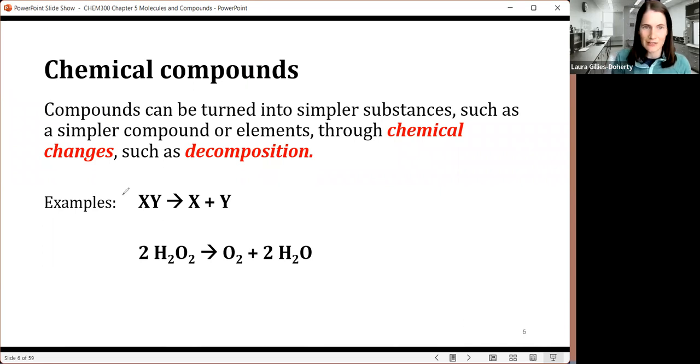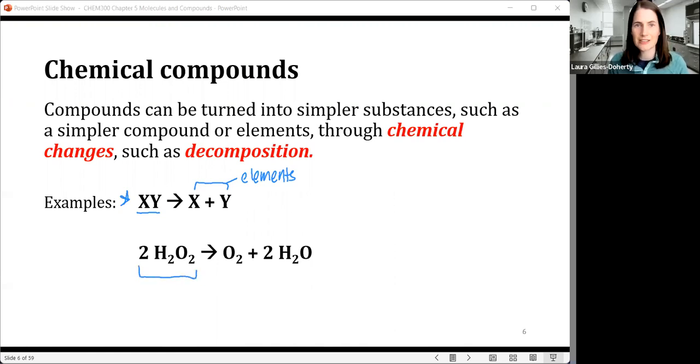So for example, we have a simple compound here, we'll just call it XY. If it undergoes a chemical reaction in which the compound XY breaks into the elements, that's a chemical change. The bond between X and Y was broken to produce the simple elements X and Y. Here's a real life example. Hydrogen peroxide, H2O2, can be chemically decomposed into oxygen and water.